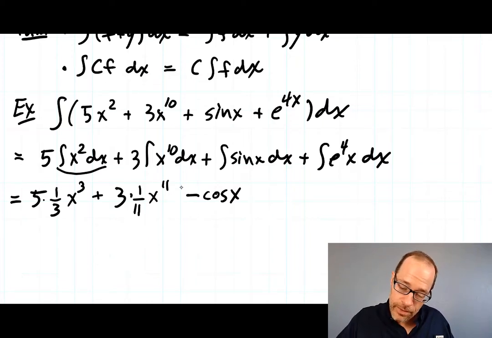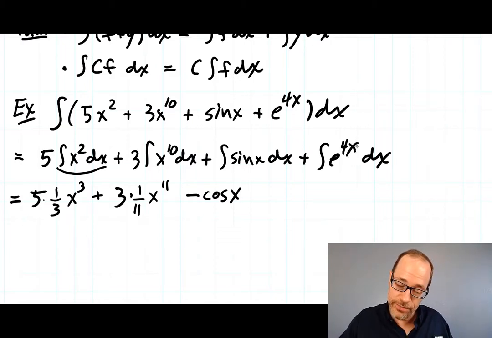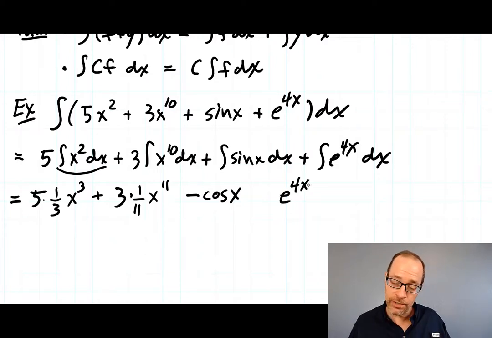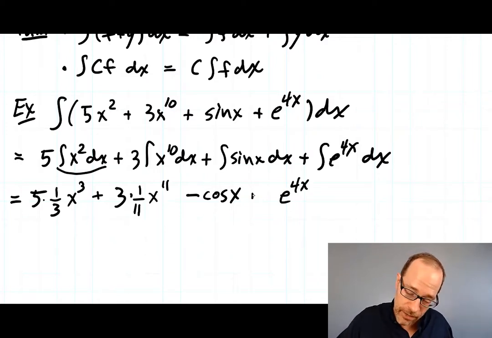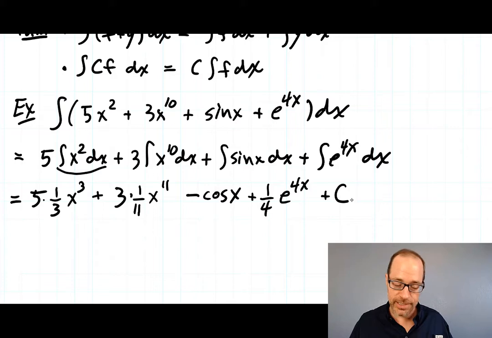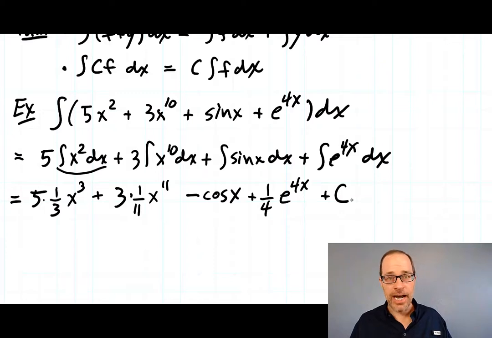And then, I meant to have e to the 4x here. So who has derivative e to the 4x? It had to come from something close to e to the 4x. The 4 comes down. I don't want the 4 to be there in the end, so I divide out. And then finally, it's a plus c. There could be a plus c for each one of these integrals, but since it's a generic constant, I might as well combine them all into one. So just a single plus c.